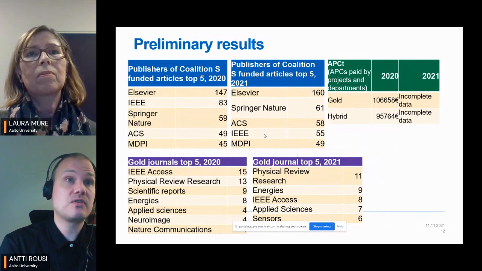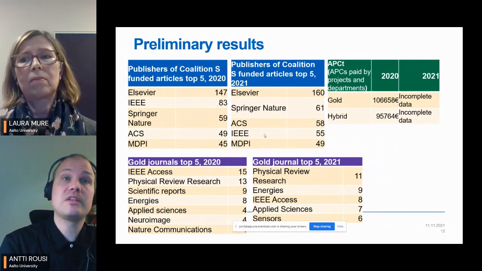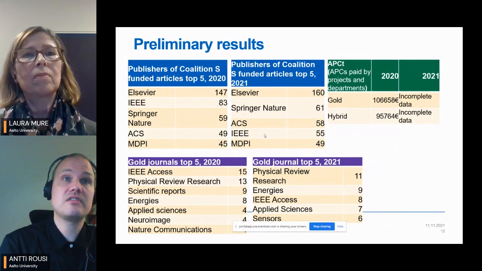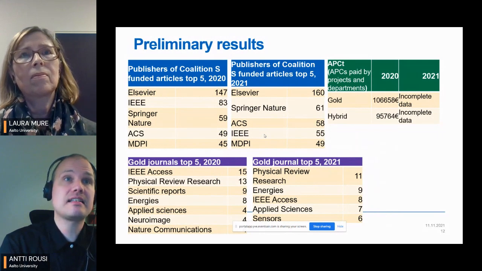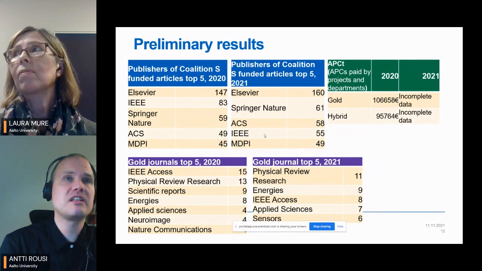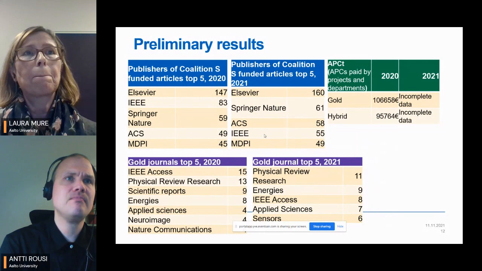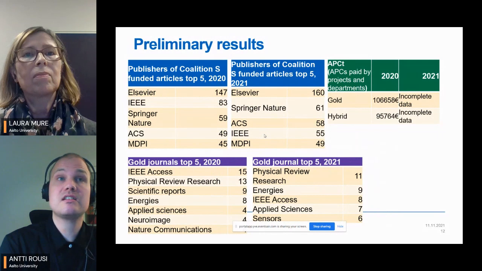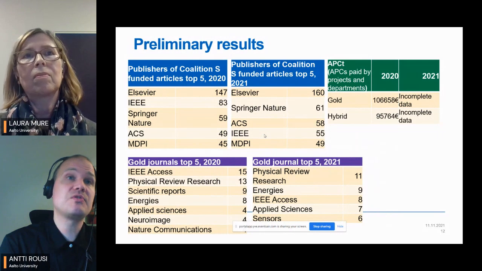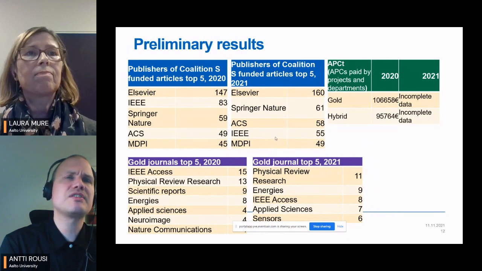The gold journals are also very interesting. We can see that we do a lot of physics research at Aalto, and Physical Review Research is an American Physical Society journal. And then we have IEEE Access, which is one of the most frequently used gold open access journals. So I think these are quite interesting results and give us some insight. The Multidisciplinary Digital Publishing Institute is also used quite a lot by our researchers.